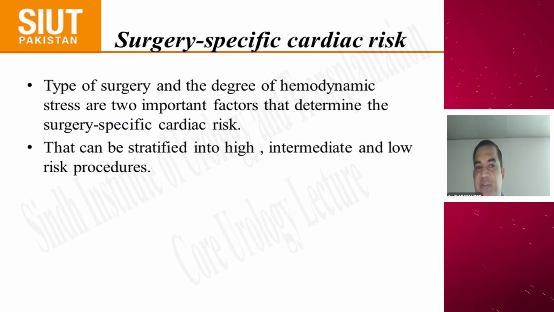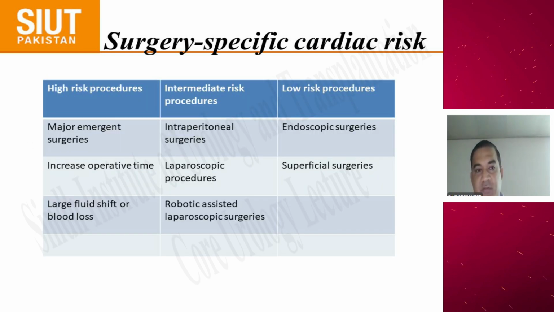Surgery specific cardiac risks. Type of surgery and the degree of hemodynamic stress are two important factors that determine the surgery specific cardiac risks. That can be stratified into high, intermediate, and low risk procedures. High risk procedures involve major emergent surgeries, increased operative time, and large fluid shift or blood loss. Intermediate risk procedures include intraperitoneal surgeries, laparoscopic surgeries, and robot-assisted laparoscopic surgeries, while low risk procedures include endoscopic surgeries and superficial surgeries.